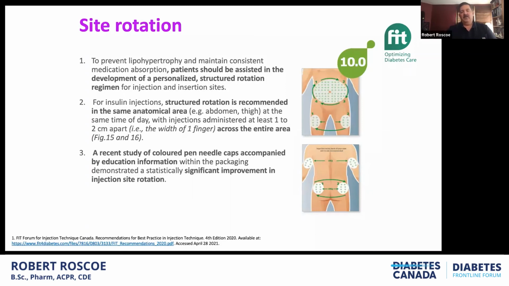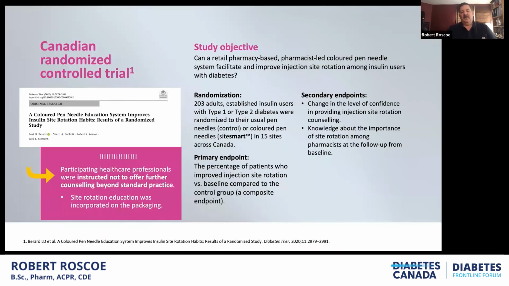And this leads into the summary of that randomized control trial, a recent trial of colored pen needle tips accompanied by education and information, which significantly improved injection site rotation. So if we look at this Canadian trial, we looked at 15 sites across Canada with 203 patients. When the patients came in, they were either relegated to use their existing needle tips or they were provided a new needle tip that had multicolors and was considered a tool.